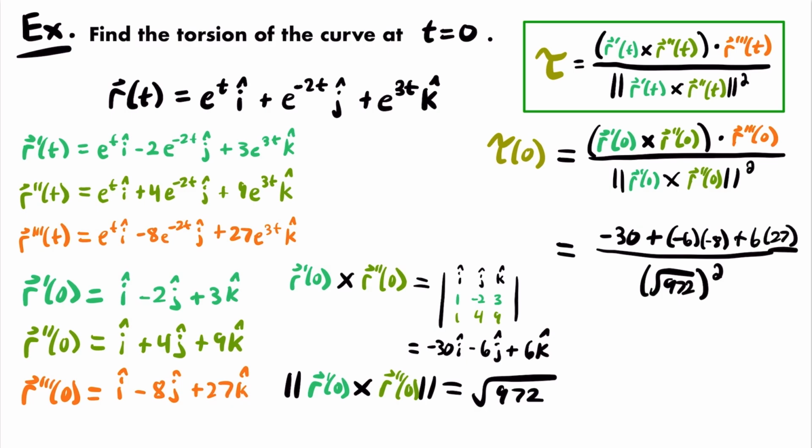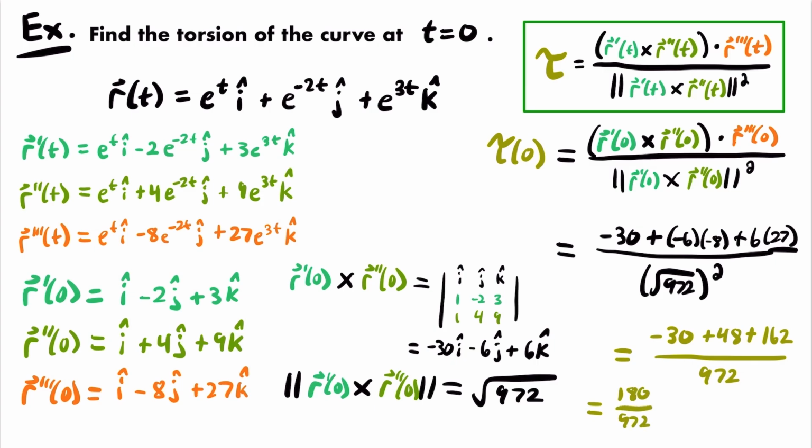All right, now simplifying, the torsion is equal to negative 30. And then negative 6 times negative 8 is positive 48. So we have plus 48 plus 6 times 27, which is 162. And then that's divided by 972. But now negative 30 plus 48 will give you positive 18. And then 18 plus 162 gives you 180. All right, so this is equal to 180 divided by 972.